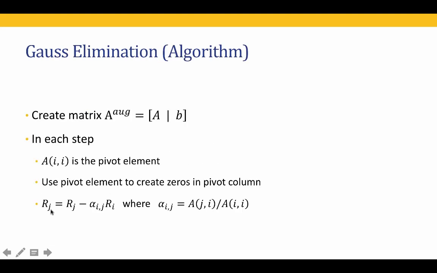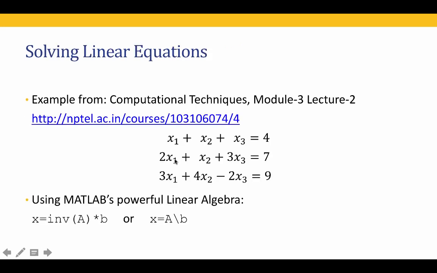The new row 2 is going to be the old row 2 minus alpha times row 1, where alpha is A21 divided by A11. A21, which is 2, divided by A11, which is 1. So that's going to give alpha equal to 2, and row 2 minus 2 times row 1 is going to be our first step.